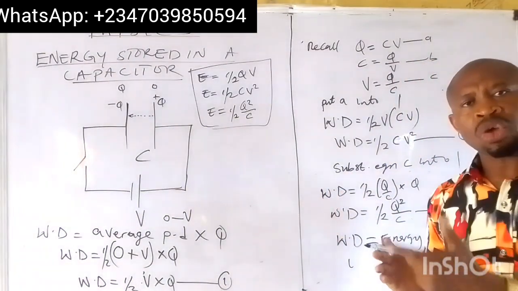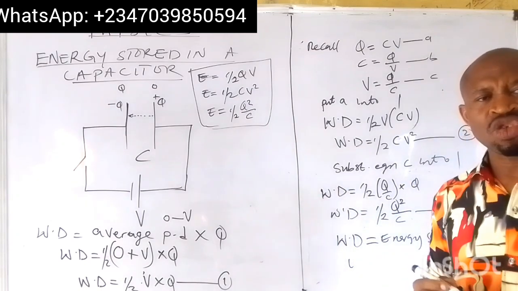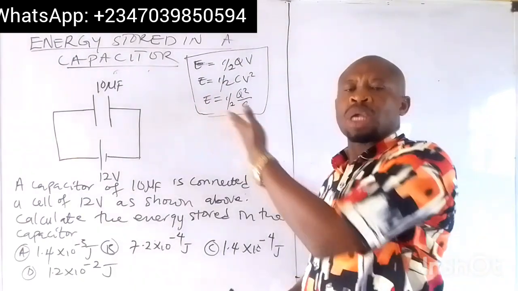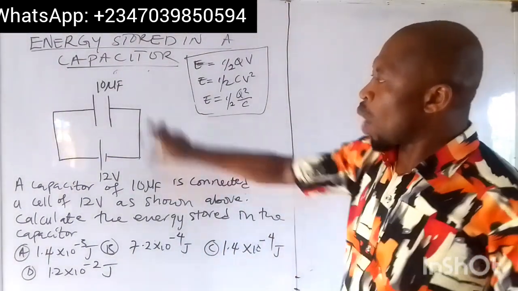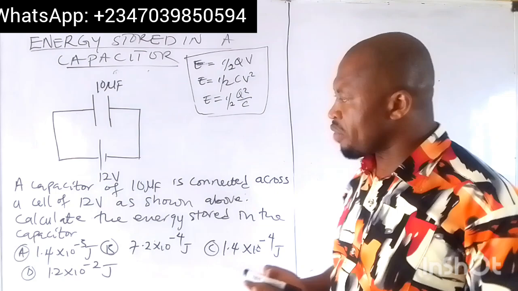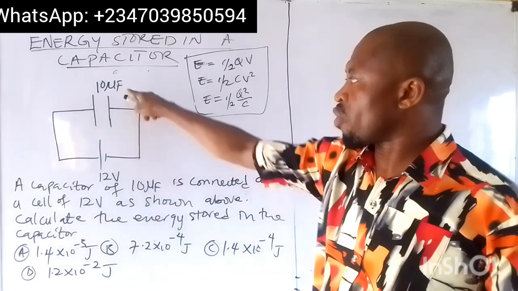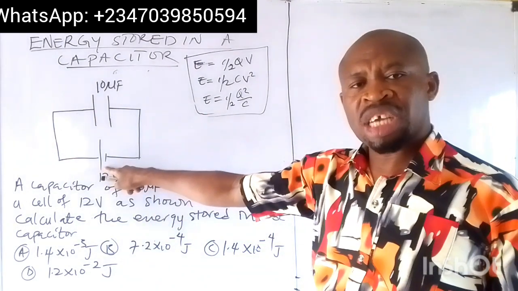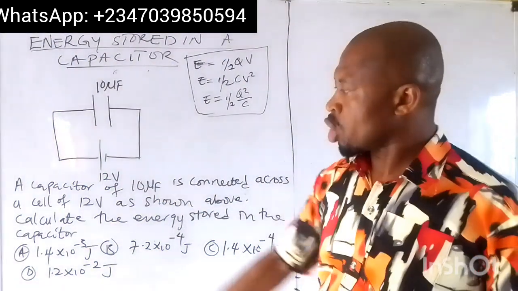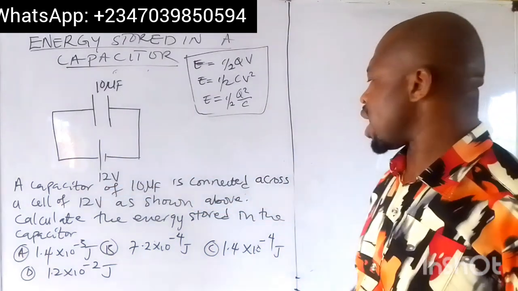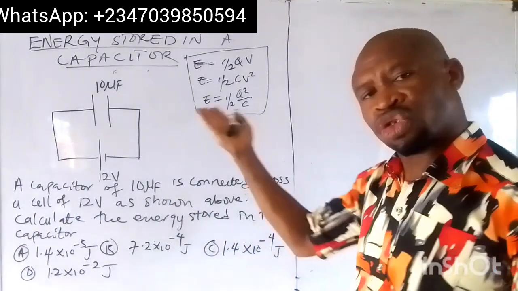Having done this, let us take one or two calculations to buttress what we have said so far. We'll take this question before us here, please pay attention. This question says, we have a circuit diagram before us, and they said a capacitor of 10 microfarad. And of course, this is the capacitor here. This is the potential difference. Only these two parameters are given to us. A capacitor of 10 microfarad is connected across a cell of 12 volts, as shown in that diagram.